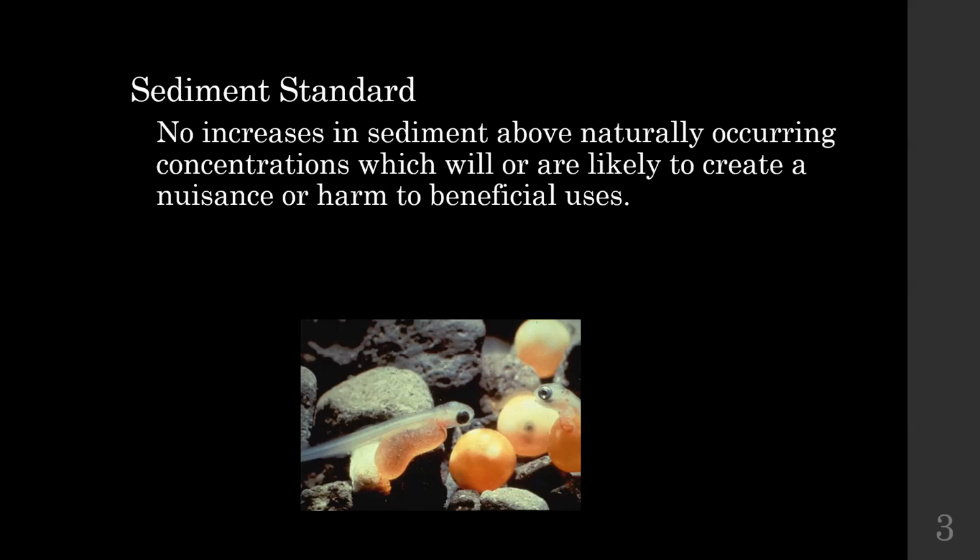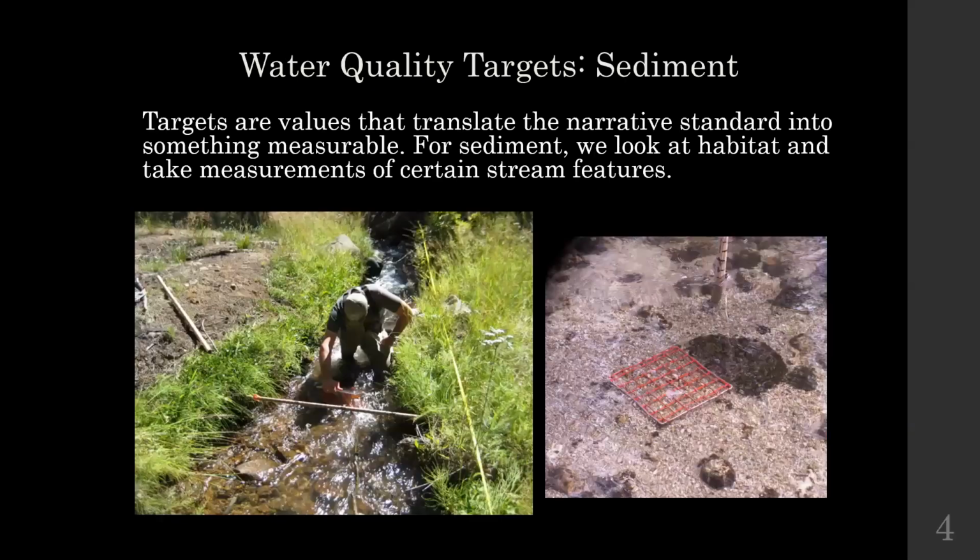We have a different kind of target, which basically says, what would we expect if there were more natural conditions being represented in the stream with limited upstream sources? The sediment standard essentially says that there should be no increases in sediment above the naturally occurring concentrations, which are likely to harm beneficial uses. So in practice, we have to come up with a way to translate this statement into something that can be measured in the field. And what we do is compare values measured in the field to what is found at streams with minimal anthropogenic impacts, which are the reference sites.